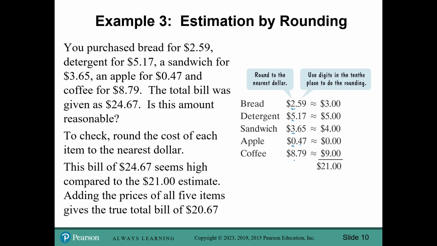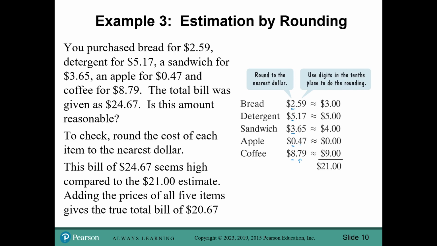We look at the coffee, and the coffee was $8.79. We round to the nearest dollar. So we're wanting to round that 8 to the nearest dollar. We look at the 7. The 7 tells us to round up, so we round up to $9. Now we take those estimations, because they're easier to add than our original numbers here. We take those estimations and add them up. 3 plus 5 is $8, plus 4 is $12, plus 0 is still $12, plus 9 is $21.